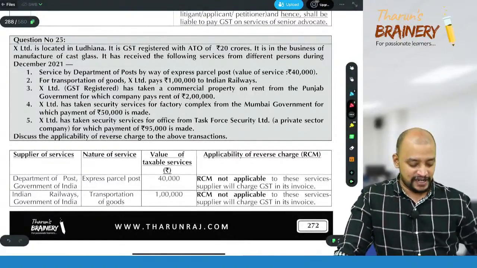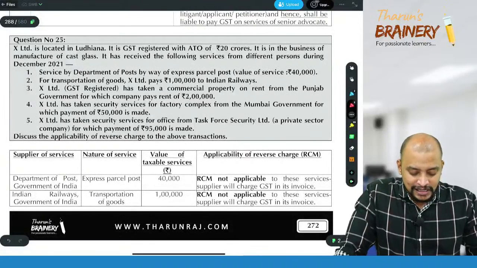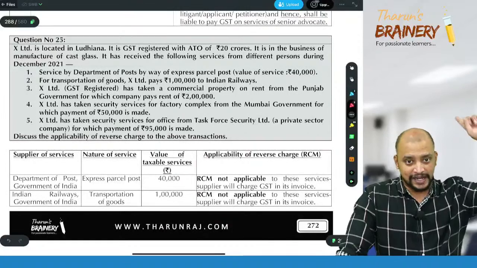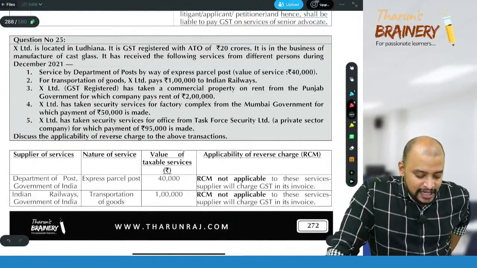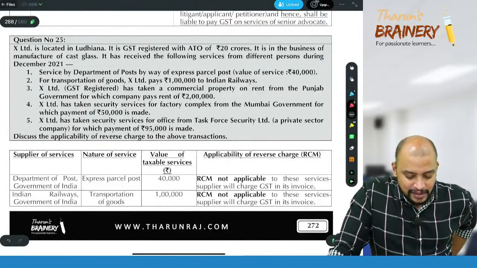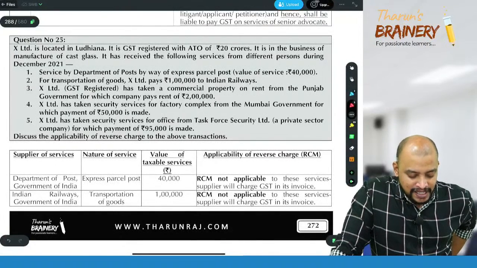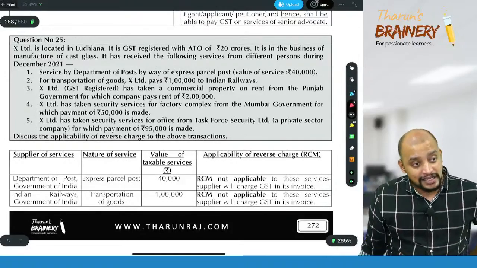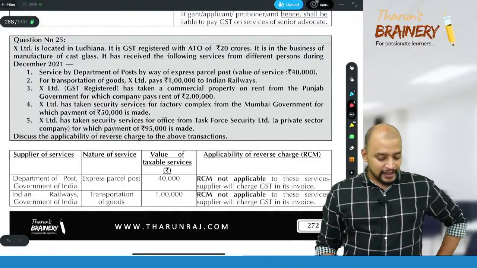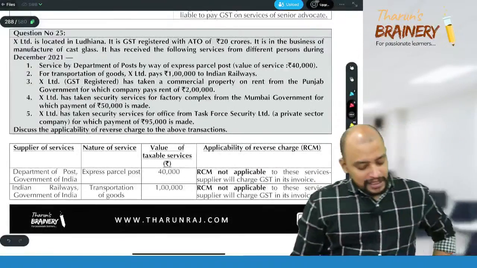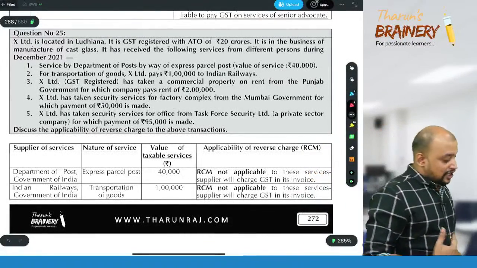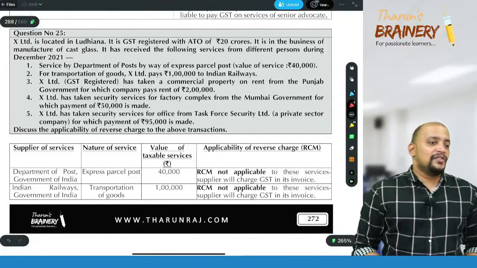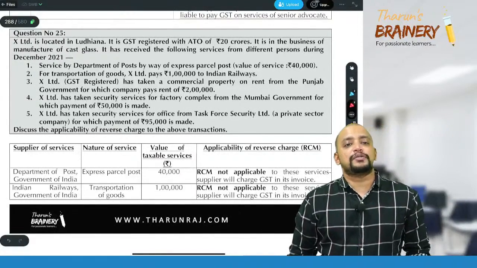Department of Post, FCM. For transport of goods, X Limited pays 1 lakh to Indian Railways. Taxable under FCM. So railways will pay. X Limited, GST registered, has taken a commercial property on rent from the Punjab government, for which the company pays rent of 2 lakhs. Taxable RCM. So what if the X Limited turnover during the previous year does not exceed 20 lakhs? The general exemption will not be applicable in case of renting of immovable property.